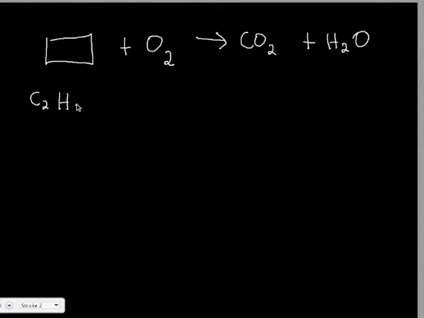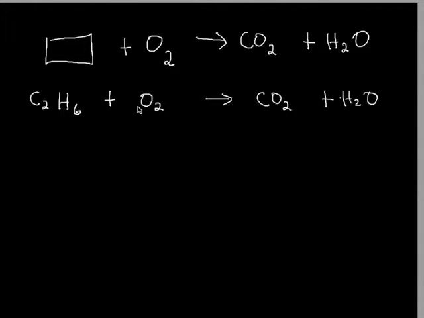For example, you could have C2H6 combining with oxygen, and it produces carbon dioxide and water. I recognize this as a combustion reaction because I have oxygen in the reactant and my products are carbon dioxide and water. So we should always balance the equation. So this is the balanced equation for the combustion of ethane.